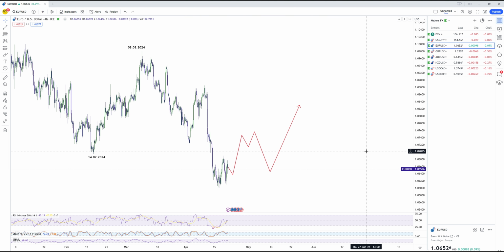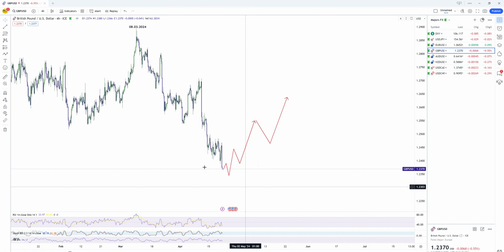For the pound dollar, similarly to the euro, we expected last week to see a bounce and then a move to the downside, which has been taking place. And from here we can see a small bounce with another low. It is possible, however it doesn't need to happen. So what we're trying to say here is that we are creating a floor and then the market should start the move to the upside.